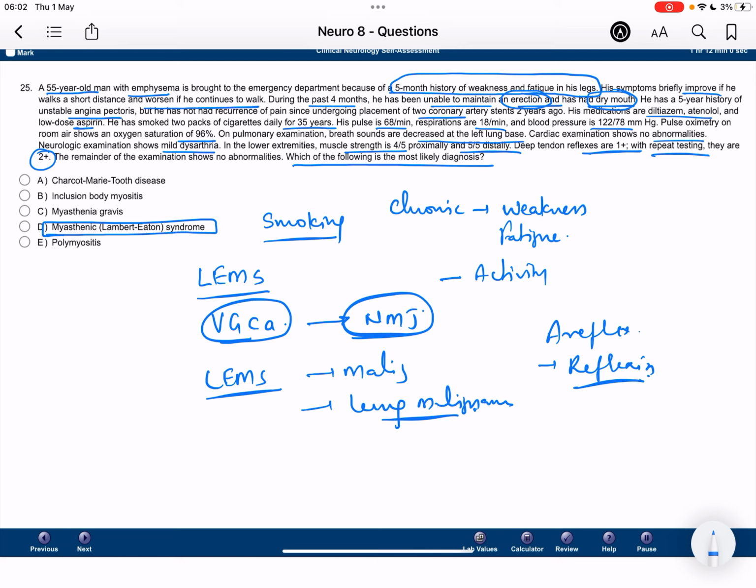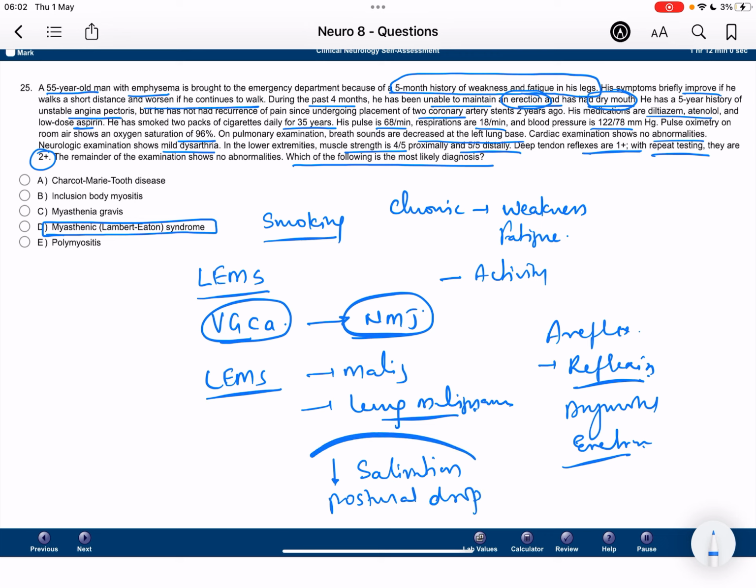Sometimes the autonomic features are also present. Usually in this patient, it is the dry mouth and the erection problems. There can also be questions which mention decreased salivation, or sometimes the examiner can tell you about a postural drop as well. This is all we talk about Lambert-Eaton myasthenic syndrome. We'll also see why not the other options.